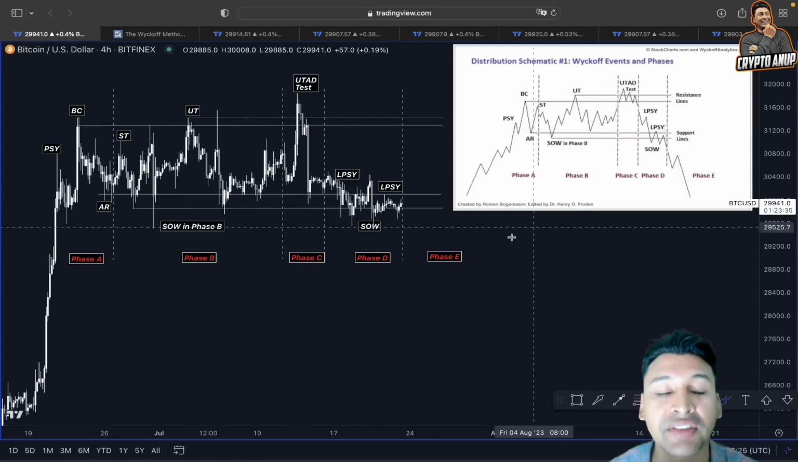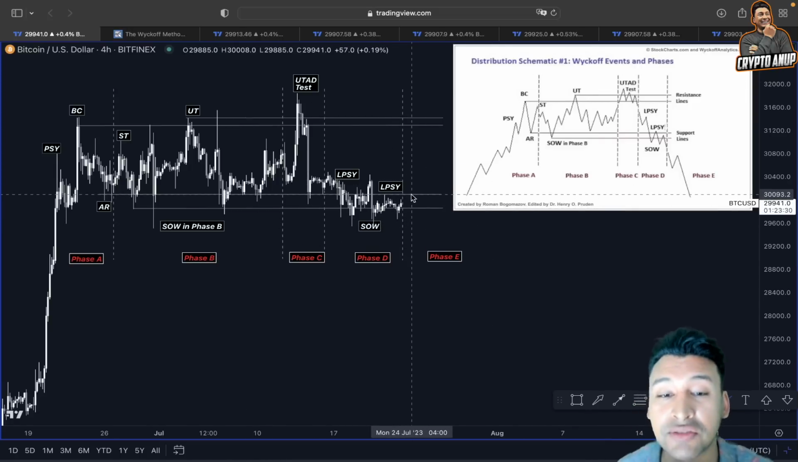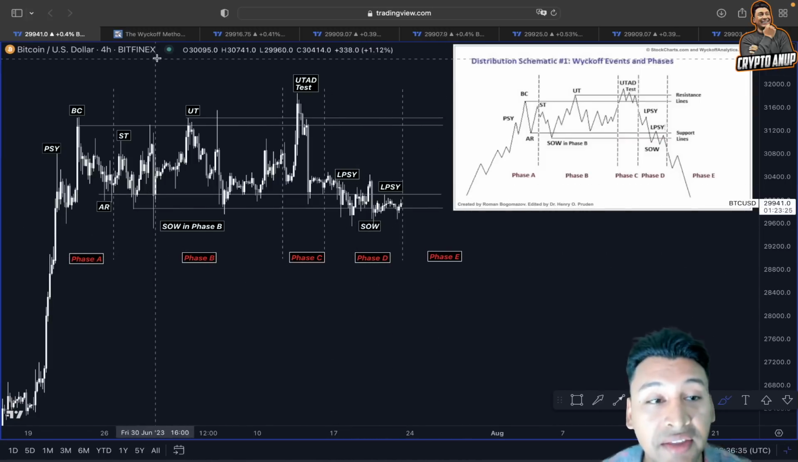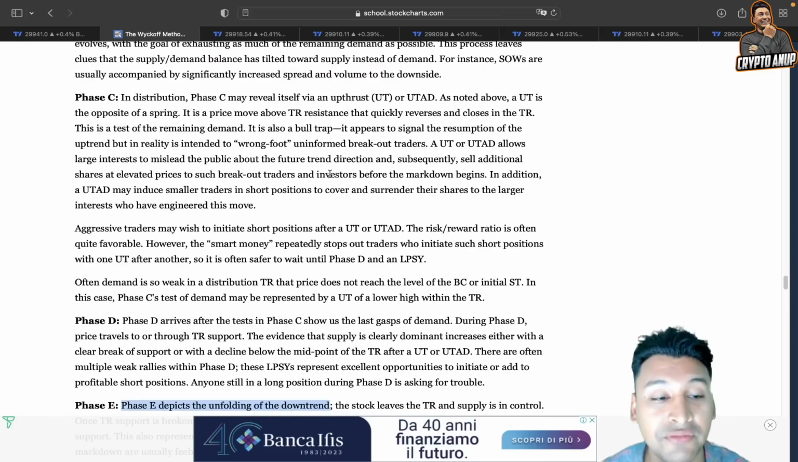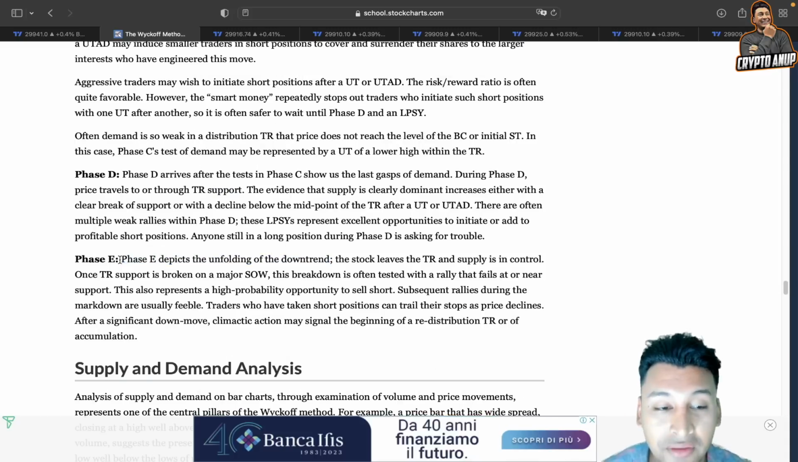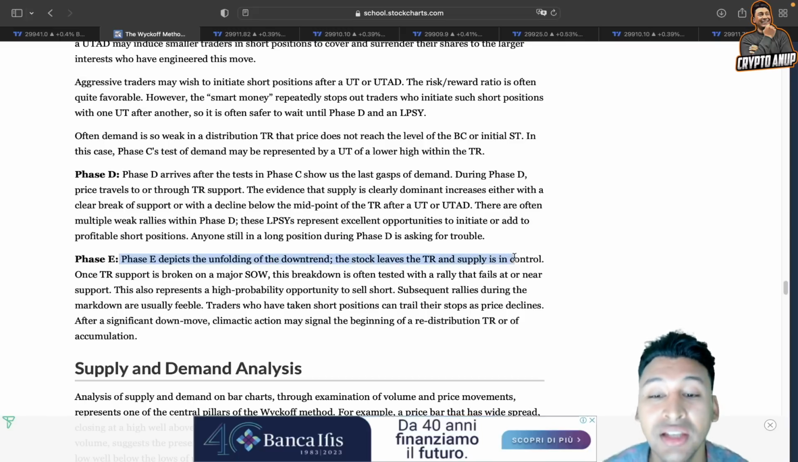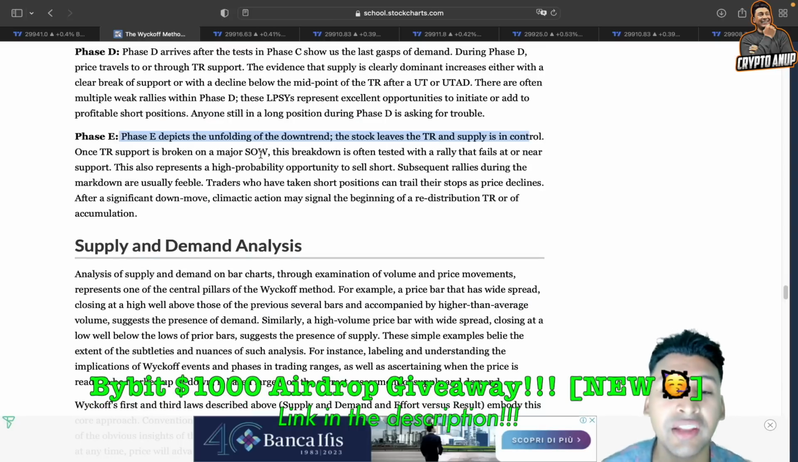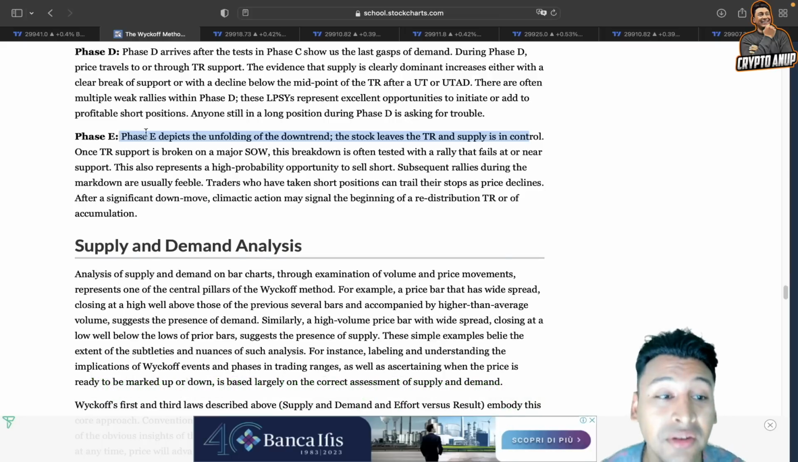So if we look at the price action, we are around this LPSY area, but once we finish this phase D, we will be entering this phase E. And if we look at the definition from this distribution schematic from Wyckoff event and phases, phase E depicts the unfolding of the downtrend. The stock leaves the TR trading range and supply is in control. Once trading range support is broken on a major sign of weakness, this breakdown is often tested with a rally that fails at or near support.